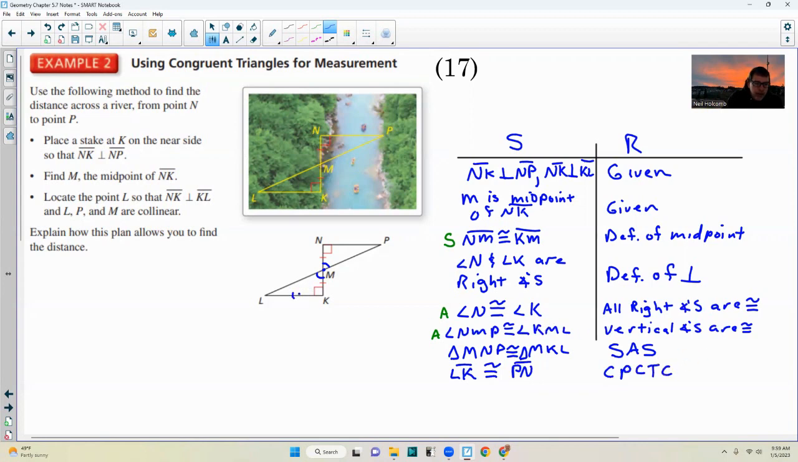So now I know this side equals this side. And it says, explain how this allows you to find the distance. Well, now that we have that all set up, I could measure from here to our stake that was set at K, and whatever length this is, let's say that was 50 feet, then that would prove that that is also 50 feet across the river. Okay, so that's how you would find the distance across the river. Okay, now you should be able to do problem number 17.